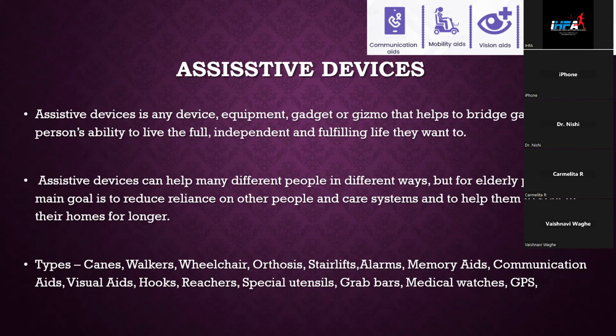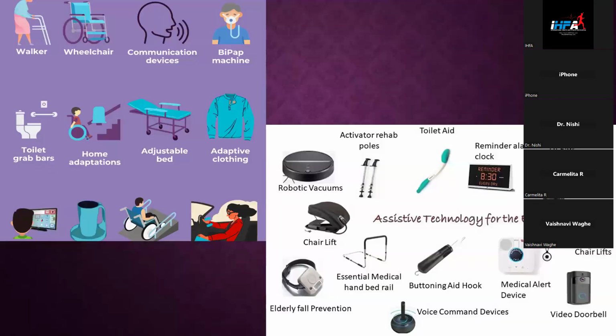Then there are cognitive aids. Cognitive aids could be phones, alarms, reminder messages, GPS systems, different medical watches. These are the cognitive aids which will help the patient to be more active and make sure that they are assessing themselves on a regular basis. So these are the different types of assistive devices. According to your patient, you can choose which assistive devices are required for them and which will help them to become more active. Everyone clear till now?